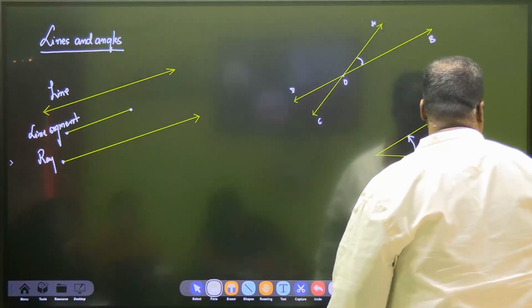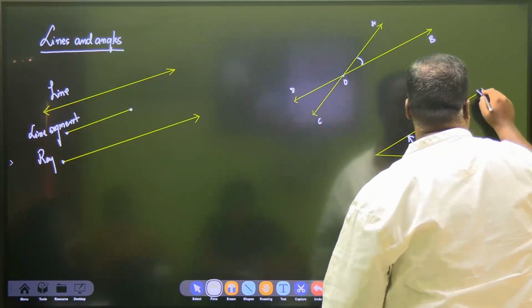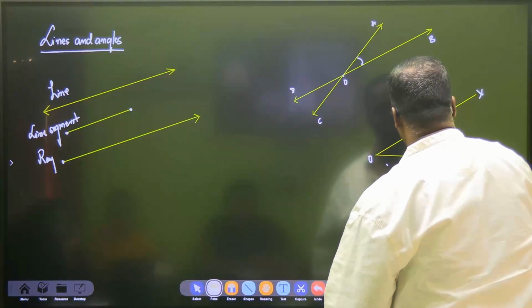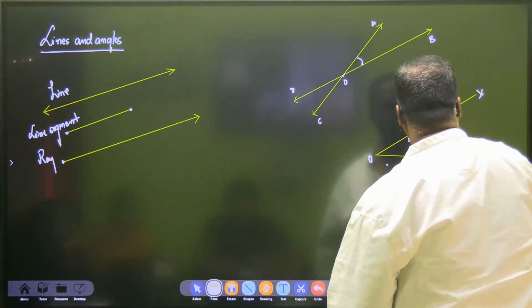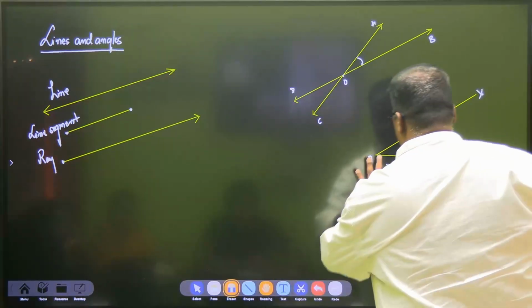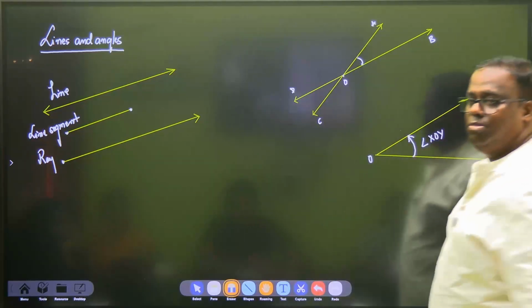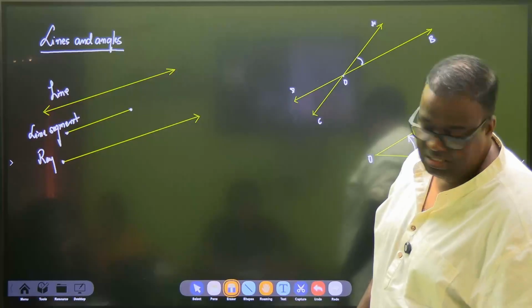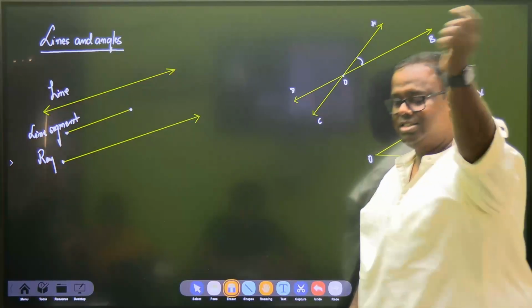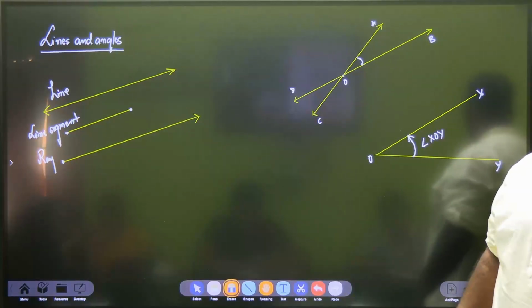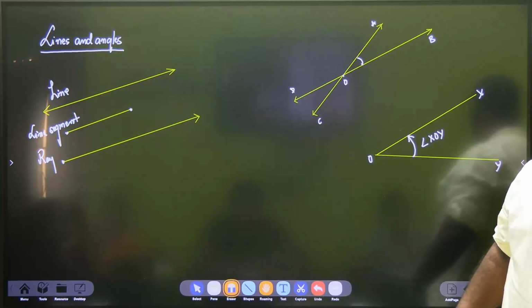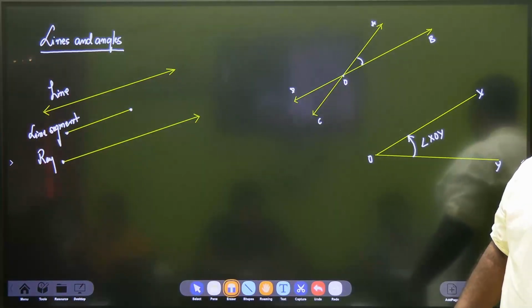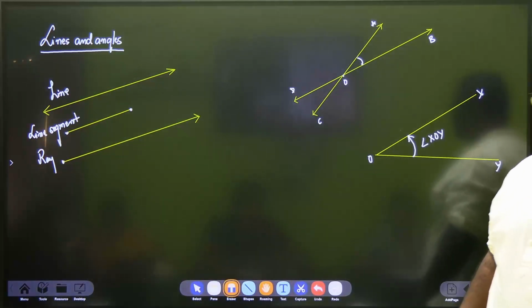So let's say this is Y, this is X, and this is O. So this is my angle XOY. Is this much clear? Angles can be acute angles if they are measuring from 0 to 90 degrees. At 90, right angles. More than 90 and less than 180, obtuse. At 180, it's a straight angle, and beyond 180, it's called a reflex. I hope these things are known by you.